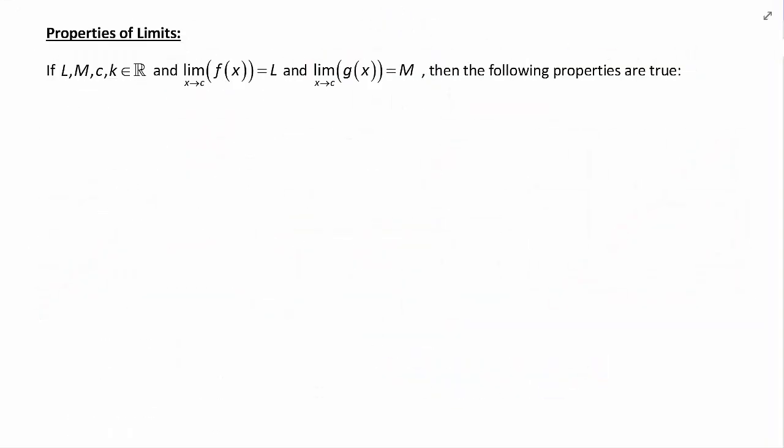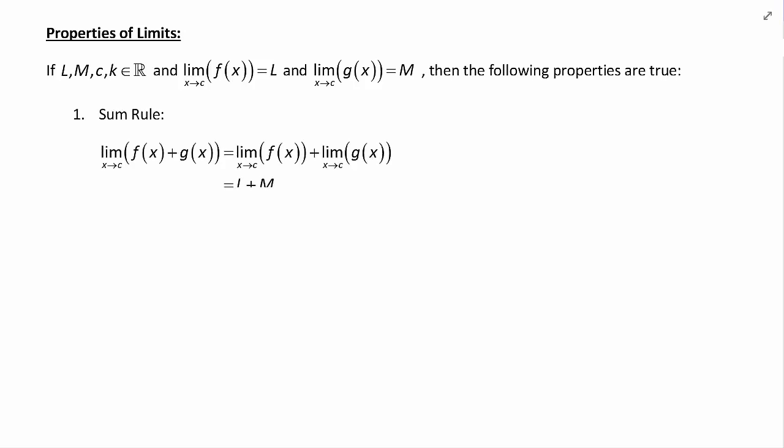So we've defined the concept of a limit. I want to explore just a few properties of limits before we go on and do some more calculations and evaluations of limits. So just a few things here briefly. First of all, some definitions. L, M, c, and k are all elements of the set of real numbers, and the limit of f of x as x approaches c is L. The limit of g of x as x approaches c is M. Given these statements here, then the following properties about limits are true.